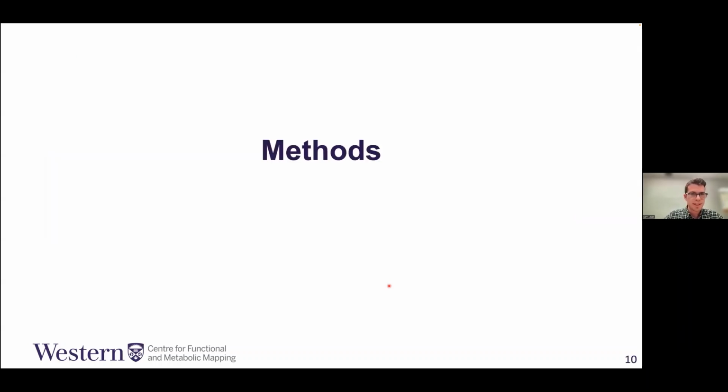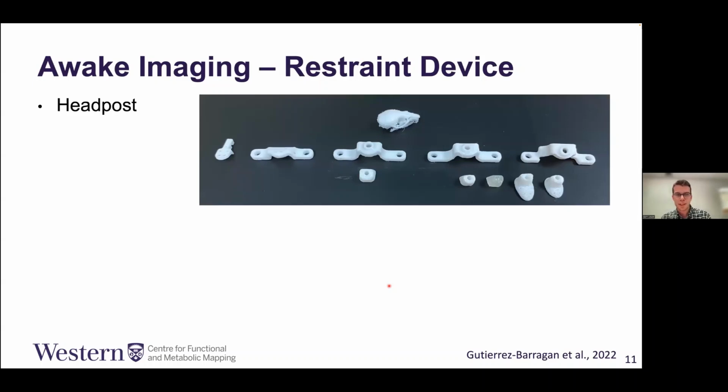On to the methods. So dealing with the first of the two challenges, motion, we have decided to implement a head post style restraint. So here we show the different versions of the restraint that we have come up with, from version 1 all the way up until the versions that we're currently using. Version 2 was inspired by literature, and then version 3 onwards just have our changes that we made to better the well-being of the mice when they're in their home cages.